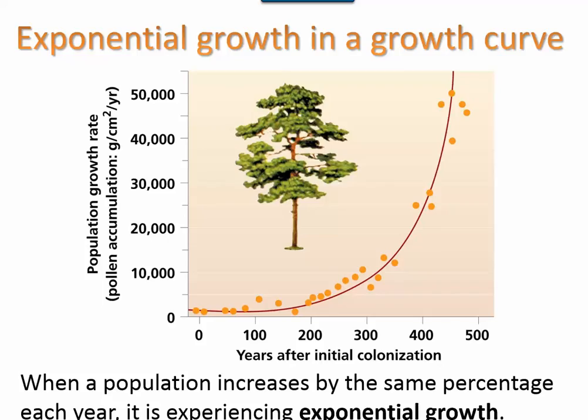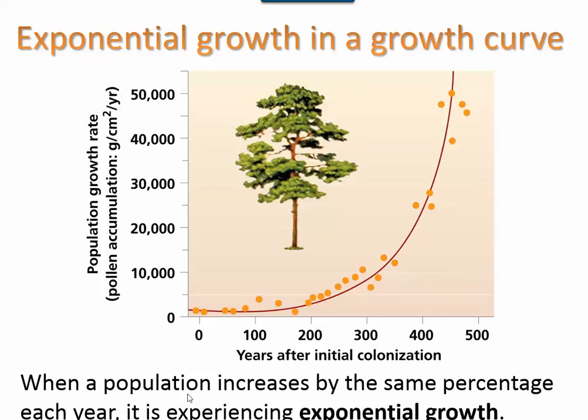And now let's take a look at exponential growth. Now, this is called an exponential curve, or also called a J curve sometimes. We have population growth rate on the left side and years after initial colonization. So this is actual data taken from the Scottish pine in an area where primary succession had occurred, and actually it was secondary succession. The vegetation was wiped out, but the soil remained. So they looked to see how quickly the Scottish pine came back.